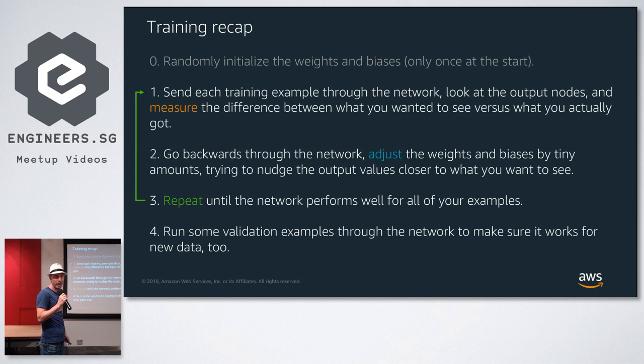Finally, we run some validation examples through the network. This is different data than what we trained the network on, because you don't want the network to effectively memorize only your images. You want it to generalize certain features about those images.